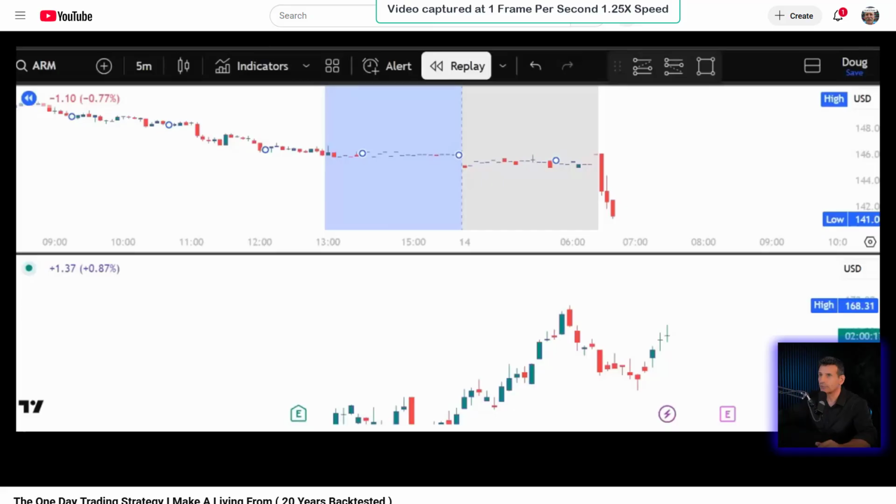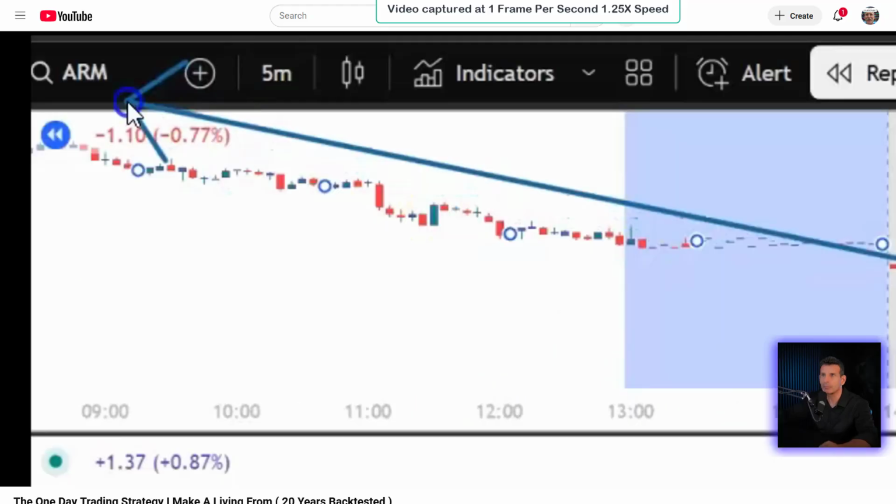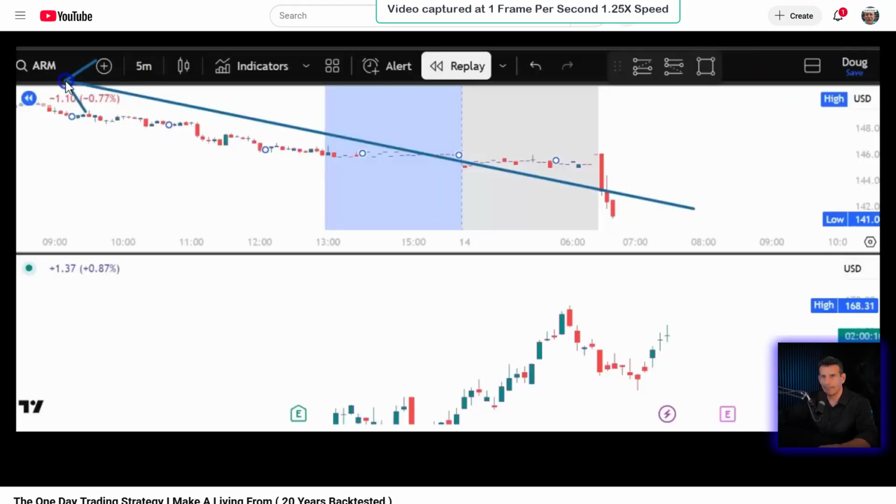So for today's example, you'll see in the upper corner, just for reference, I'm using the stock ARM, ticker symbol ARM. It does not matter what's up here in this corner. This could be gold, oil, some other commodity. It could be some cryptocurrency. It could be futures. Doesn't make a difference. I just happen to be using the stock today.